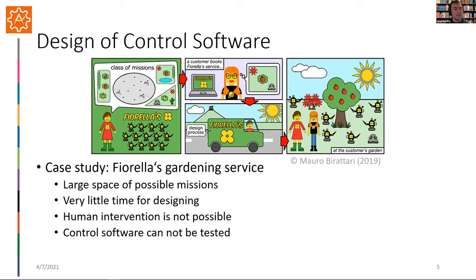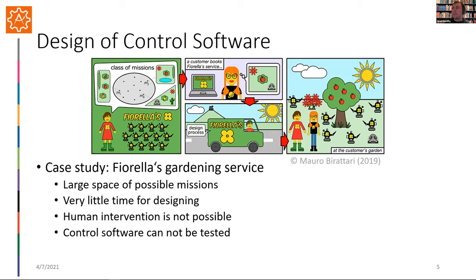And a fourth problem is that the control software cannot be tested before it is deployed in the customer's garden. Fiorella does not have the possibility of building a mock garden where she can test robot swarms before moving to the customer. So the design needs to run in some kind of simulation, but once it is on the robot, Fiorella needs to be confident that it works.